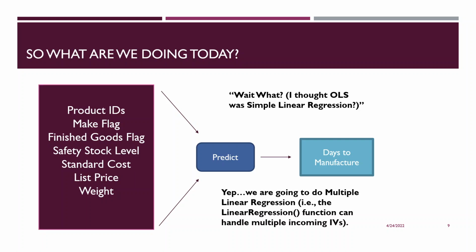So we're going to take product ID, make flag, finished goods flag, safety stock level, standard cost, list price, and weight, and we're going to use all of those as our predictors to predict our observed variable, which in this case is days to manufacture. So we're going to use everything over here to predict days to manufacture. So yes, we are going to do a multiple linear regression. We're getting into the big enterprise level. We're getting into the big leagues in terms of the way that we're starting to approach this.